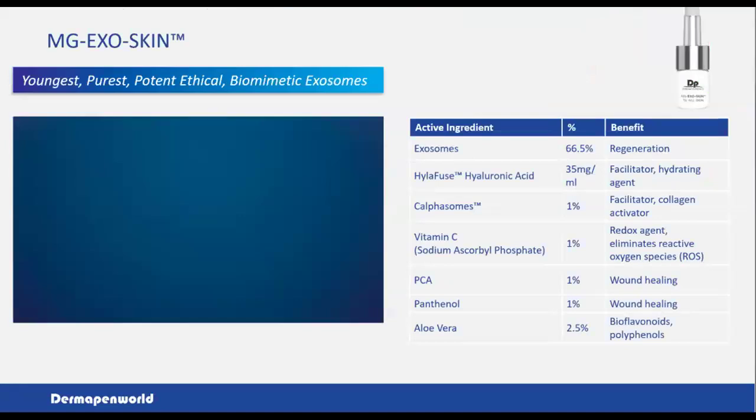So MG EXOSKIN does contain 65.5% regeneration exosomes. It has our patented high diffuse technology, which is 3 molecular weights of HA. It has a calosome, which is a collagen activator. It has vitamin C, which helps eliminate reactive oxygen species. It has PCA wound healing, panthenol wound healing, and aloe vera, which is a bioflavonoid and a polyphenol, which helps support and restructure.